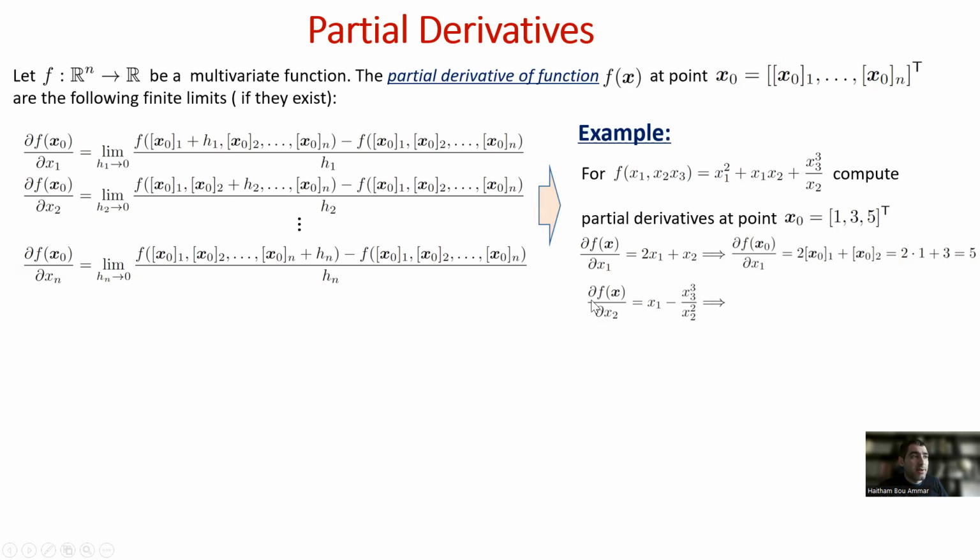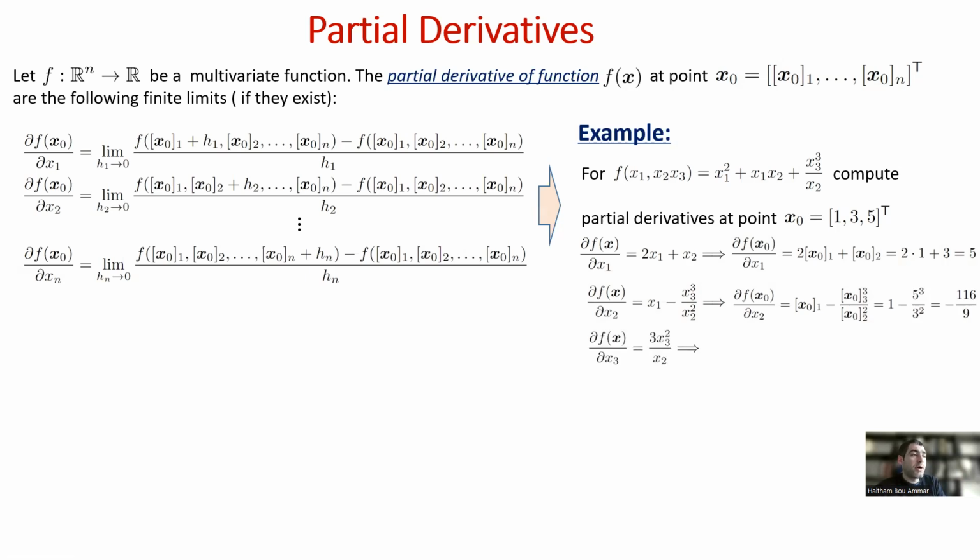Therefore, the partial derivative of the function with respect to x2 will be nothing but x1 minus x3 cubed divided by x2 squared. Now you can see that if you want to compute that partial derivative at the point (1, 3, 5), you will need all the values here. You will need x1, which is 1. You will need x2, because x2 is in the denominator of the fraction. And you will need the x3 value, which is 5. The result will be minus 116 divided by 9, and that's the value of the partial derivative with respect to the second component.